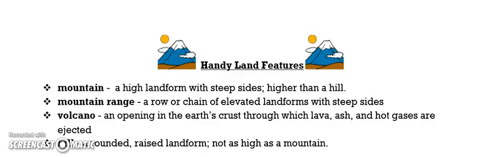So the official definition is a high landform with steep sides that is higher than a hill, and I think we know what a mountain is. If you have a bunch of mountains in a row, that'd be a mountain range. So the difference between those two, a mountain is one. So if I was going to say Mount Rogers, that's one mountain. If I was going to say the Blue Ridge Mountains, that's a mountain range because that's a whole bunch of them in a row. So it's a row or chain of mountains.